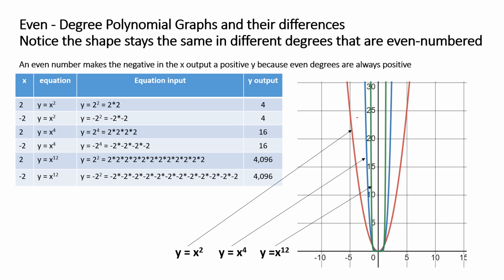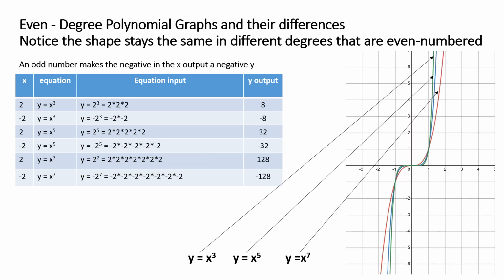This is y equals x squared. This is y equals x to the 4th. This blue one is y equals x to the 12th. The higher the degree, the more it flattens the function. Similarly with odd degrees, you still get that same S shape with x cubed, x to the 5th, and x to the 7th.